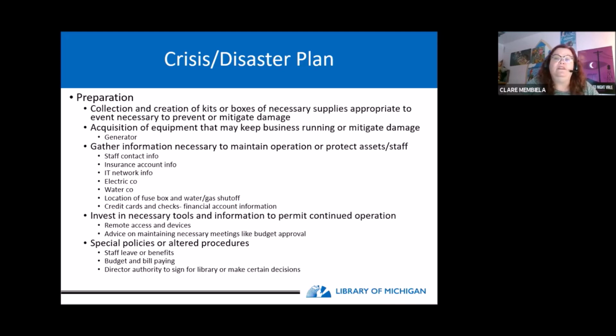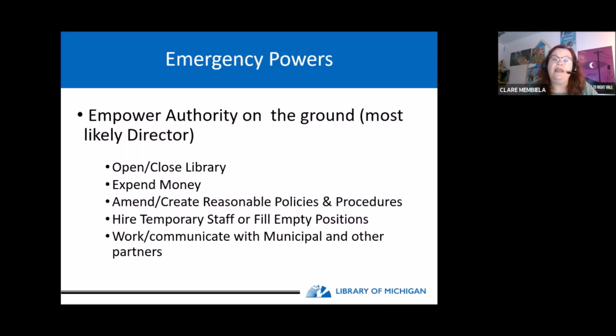If the library director right now does not have enough authority to approve money over a certain amount, maybe there needs to be some kind of contingency document that gives the director that permission when there is a certain kind of crisis, so that bills can continue to be paid. Again, like we said, emergency authority on the ground.